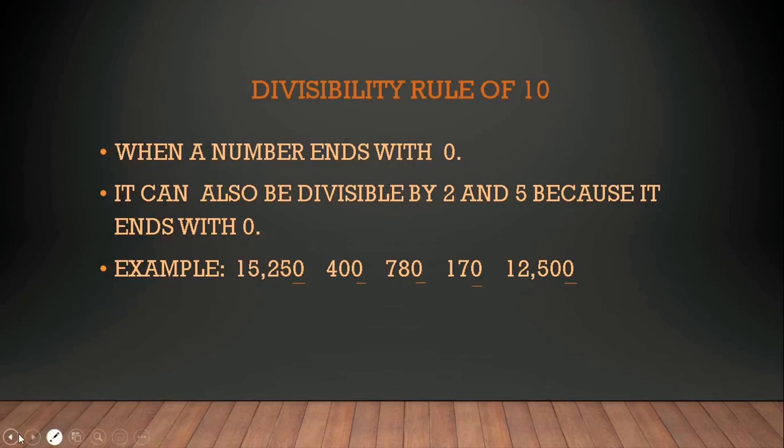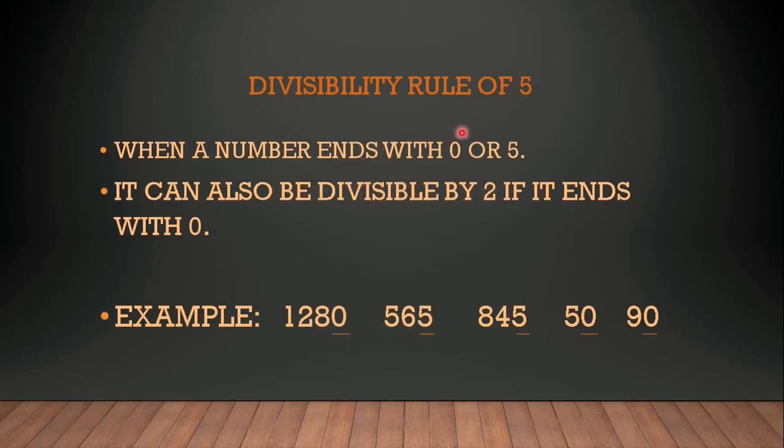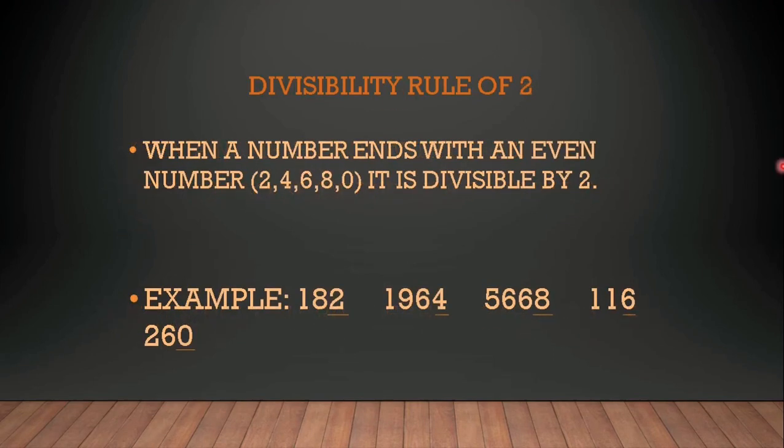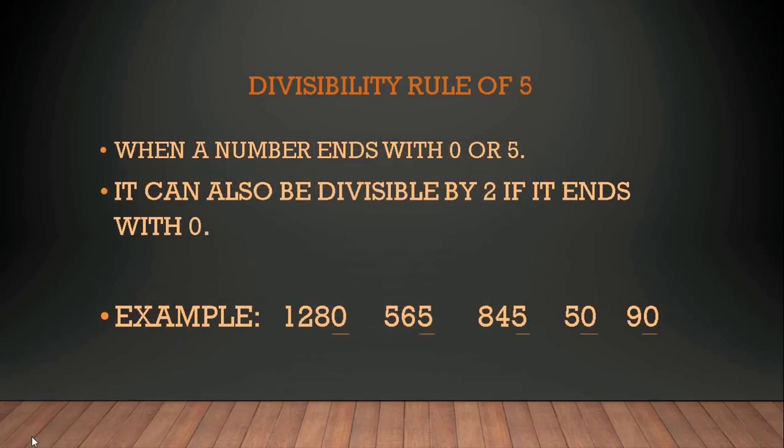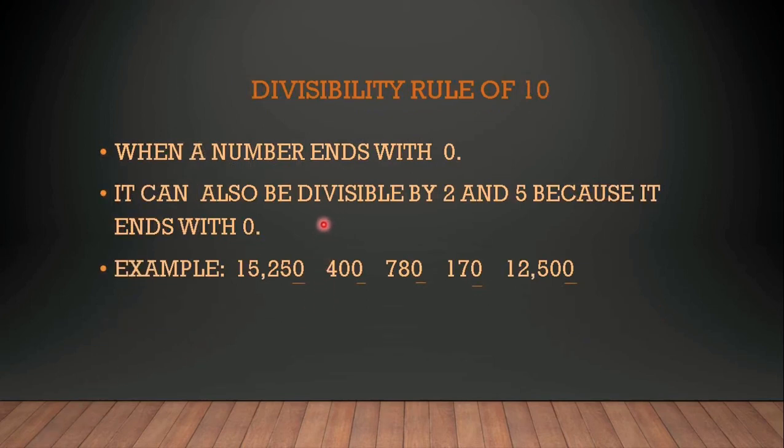Now, in our previous divisibility rule for 5, if it ends with 0, and in divisibility rule of 2, if it ends with an even number or 0, that's why it's divisible by 2, 5, and 10 because it ends with a 0.